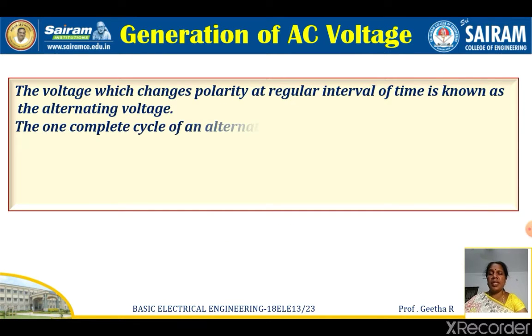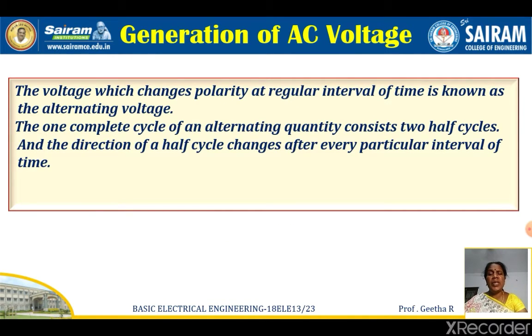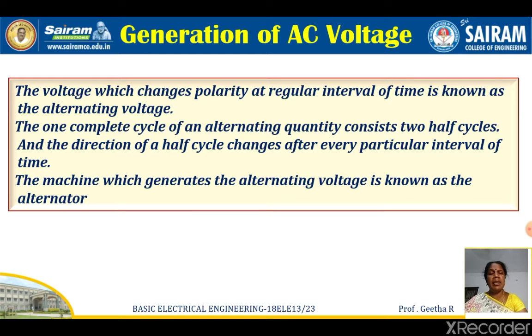Generation of AC voltage. The voltage which changes polarity at regular interval of time is known as alternating voltage. Which changes polarity, positive to negative, negative to positive, alternatively it changes the polarity at regular interval of time, is called as alternating voltage. One complete cycle of an alternating quantity consists of two half cycles, and the direction of a half cycle changes after every particular interval of time.